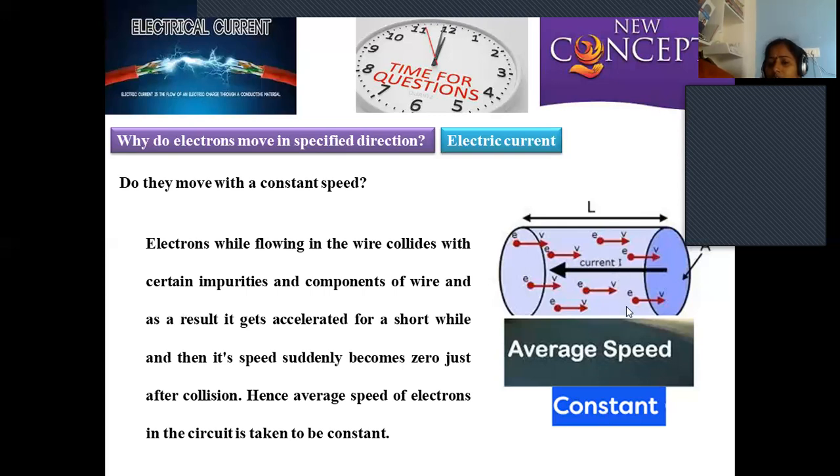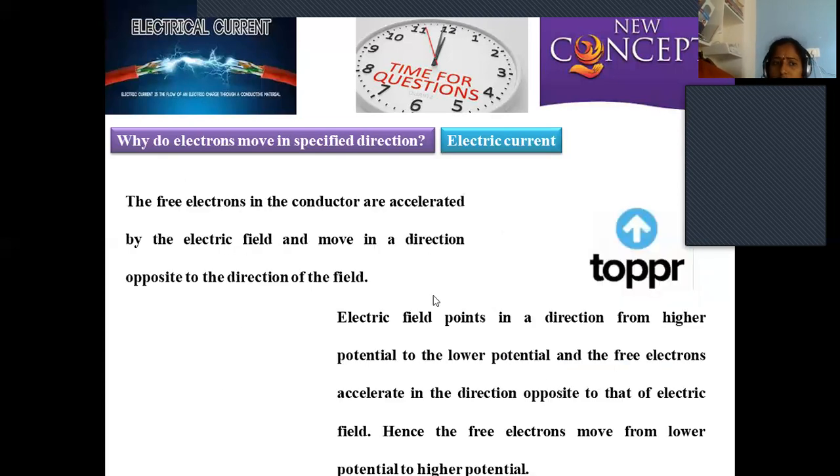If some are moving faster, some others will be slower. So at that instant, the equilibrium is maintained. So the entire speed of the electrons will be constant. The electrons moving fast and those moving slowly maintain the equilibrium. In that case, the speed is always taken as constant. Right. Why do electrons move in the specified direction?